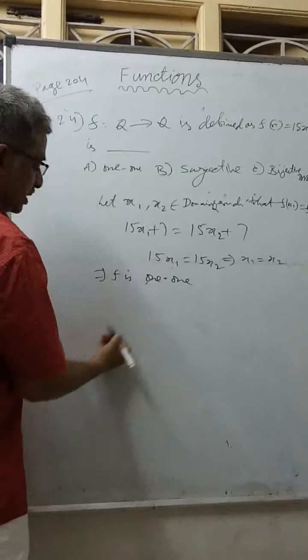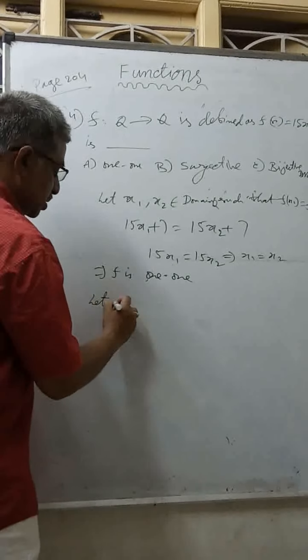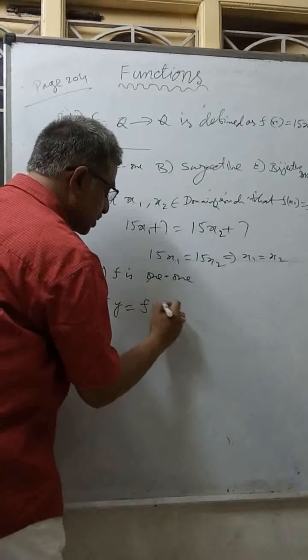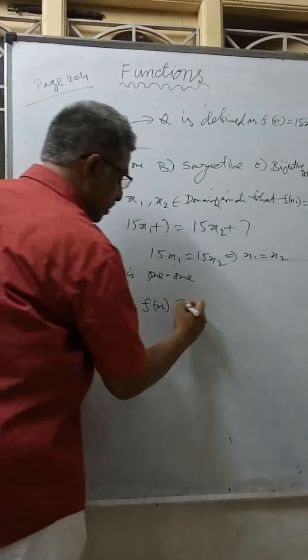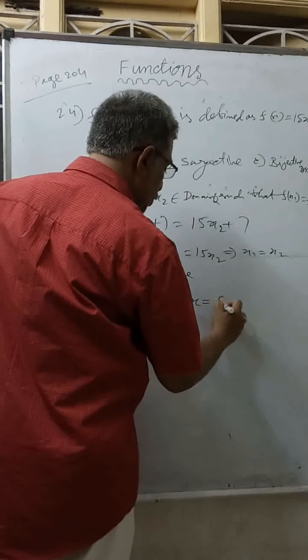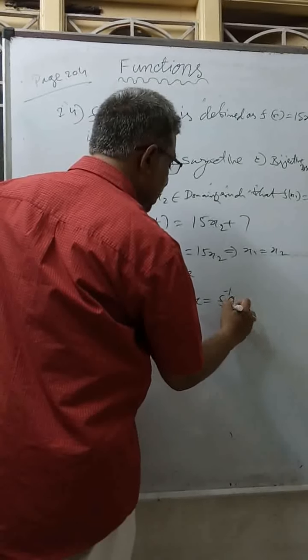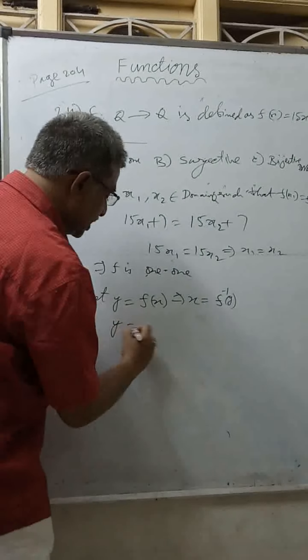How to do it, I told you, we are finding inverse. Let y equal to f of x, which implies x equal to f inverse of y. This is the basic concept we are going to follow.